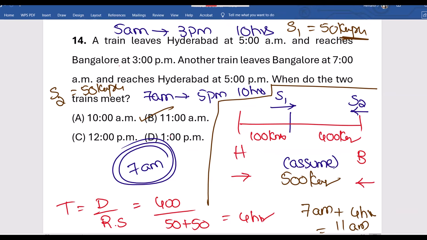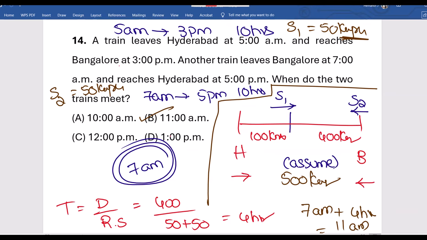Yes, 300. Train 1 started at what time from Hyderabad? Which train is moving from Hyderabad? Train 1. It started at 5 a.m. Now the meeting time is 11 a.m. From 5 a.m. to 11 a.m. is 6 hours. That speed is 50. 50 times 6 is 300 kilometers. Both trains are going to meet 300 kilometers from Hyderabad.